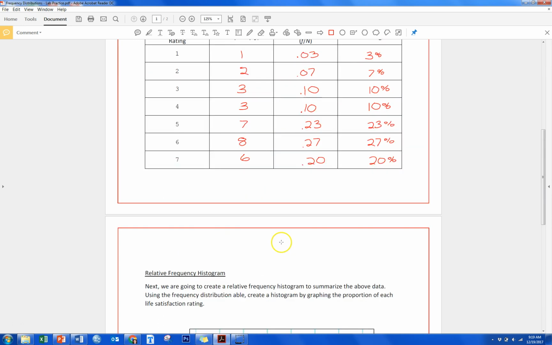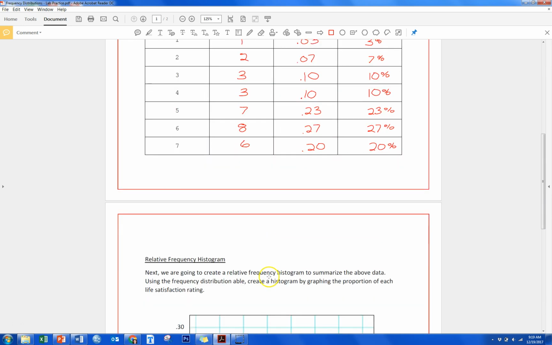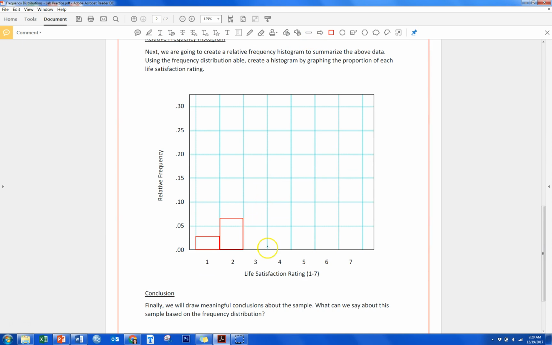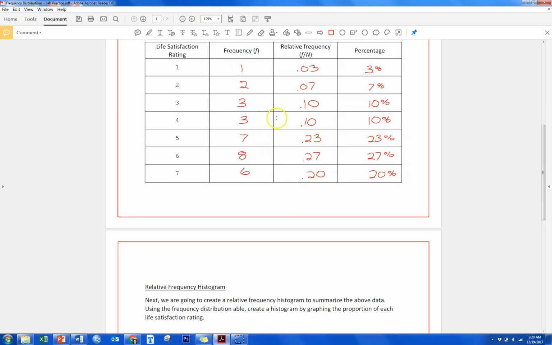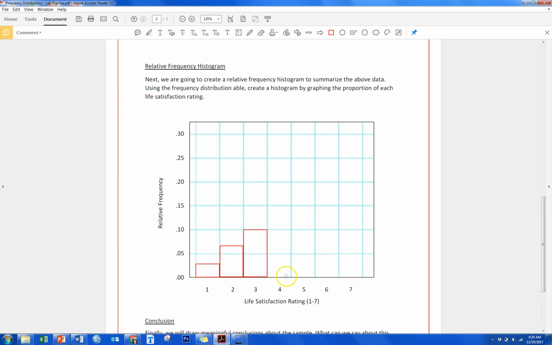Moving on to 3, relative frequency of 0.10. That'll be a little easier to graph. All right, so we'll go down here and right up to the line, which is 0.10. Perfect. Number 4, relative frequency also of 0.10. So we're going to create another one just like that. It should be exactly the same height.